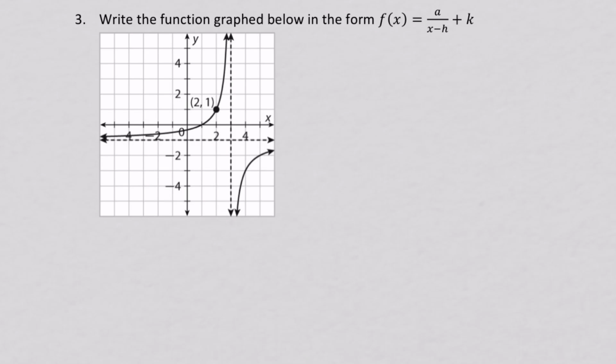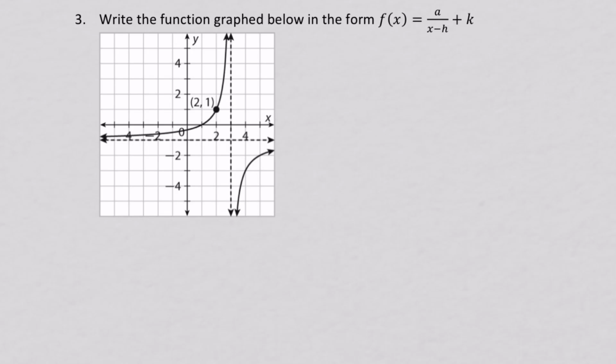Okay, here we go. Number 3. It says, write the function graphed below in the form f of x equals a over x minus h plus k. Okay, the first thing you've got to do when you get one of these problems where they give you the graph and you're supposed to come up with the correct function is identify the asymptotes. I see a vertical asymptote here and I see a horizontal asymptote.